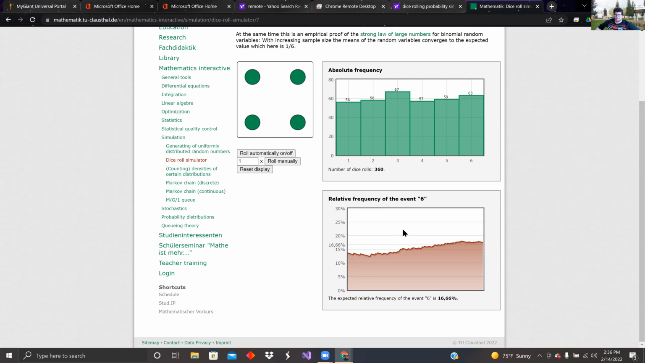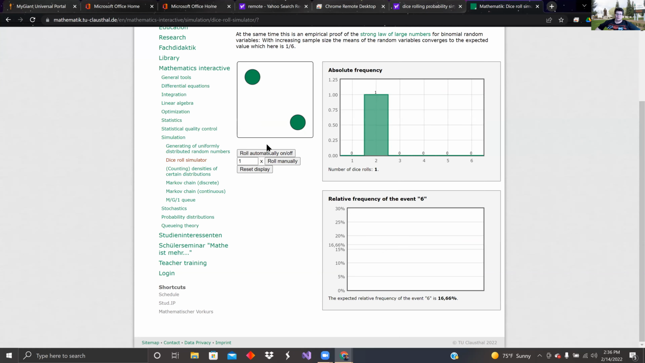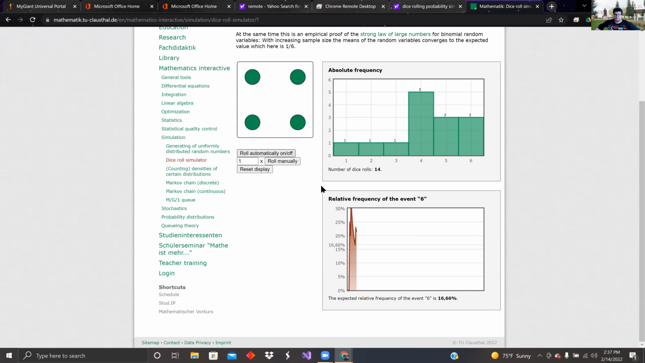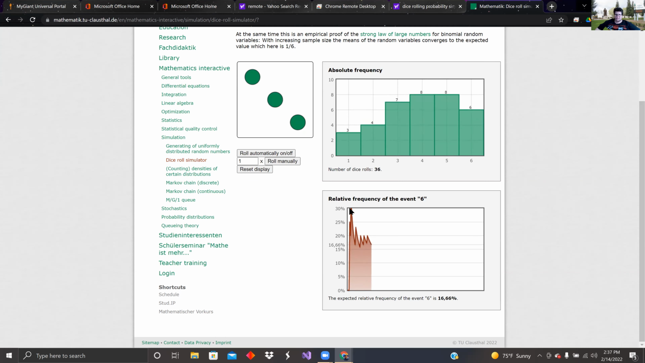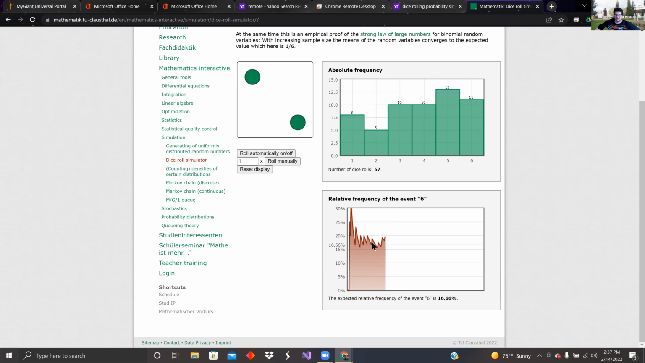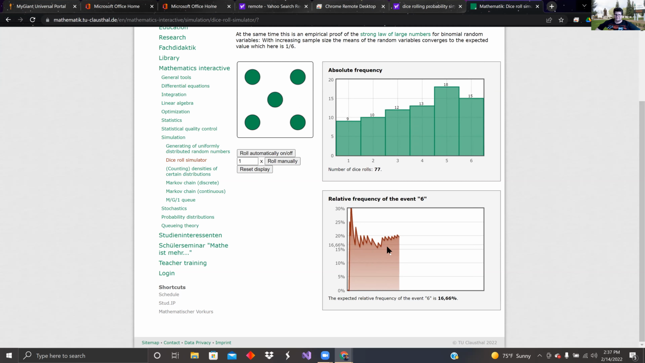And let's see if I can move this chart back. I can't. I'm going to reset the display. I want you to watch this graph right here. There's relative frequency for the event 6. I'm going to turn on automatic rolling again and watch what happens. It shoots up to 30%. It's at 20%. It goes back up, dips down to 15%. It's back up to 20%. It's kind of like all over the place. It dips back down. Now it's going back up a little bit.